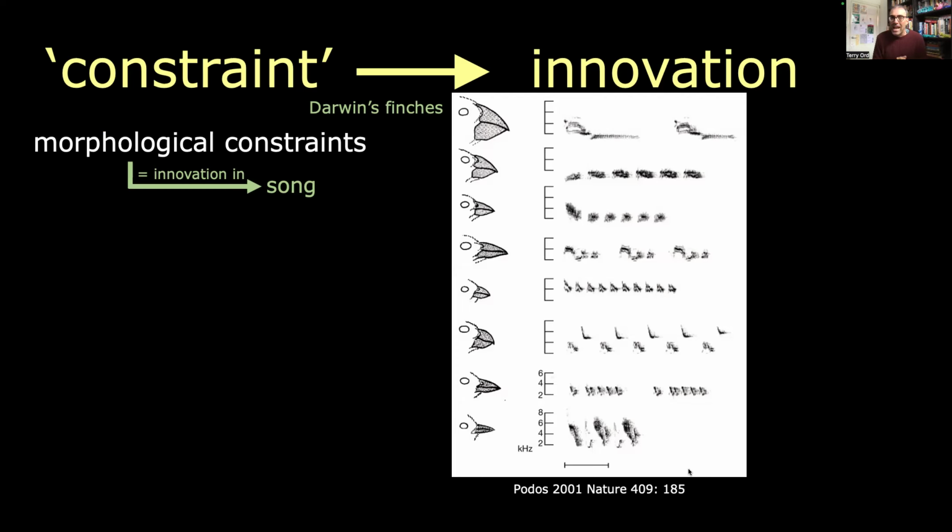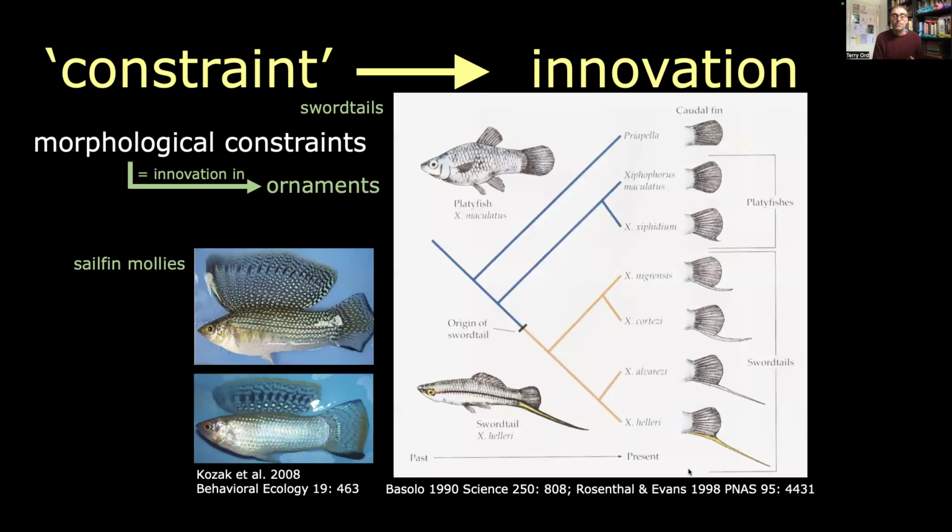And beak morphology has a huge impact on the types of vocalization birds can actually produce. And so this constraint of the beak morphology has resulted in a lot of diversity in the types of songs that are produced by Darwin's finches across the group.